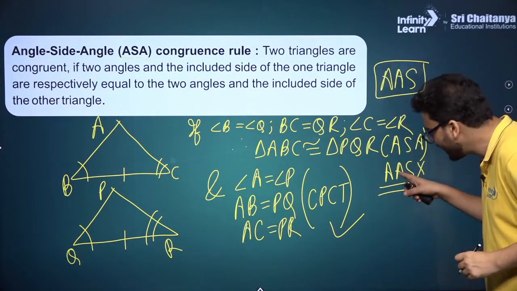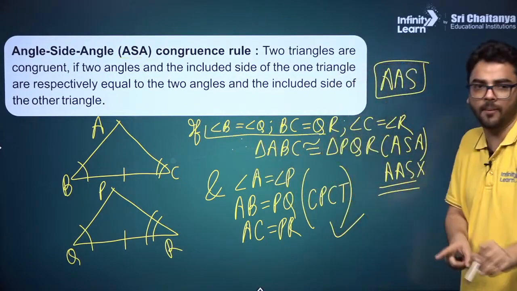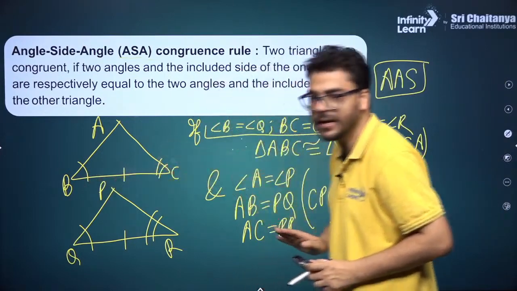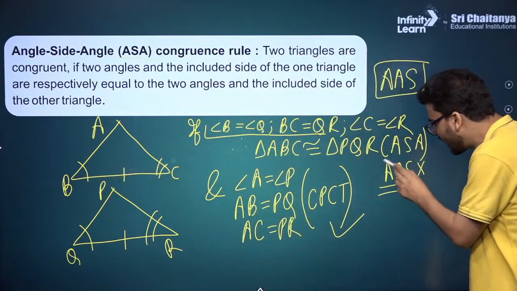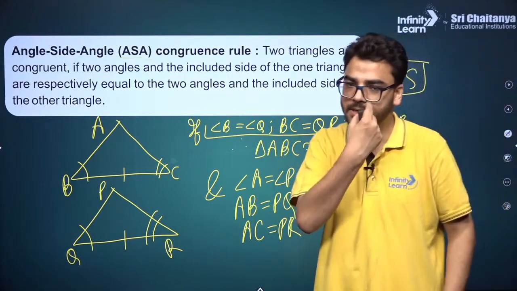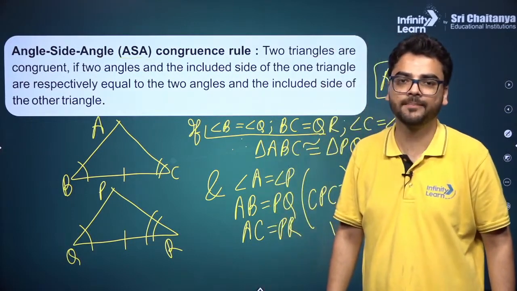If you write AAS while giving these reasons, it will be wrong, because you are giving the reason as ASA only. So you cannot write AAS in the reason; that will be wrong mathematically. I hope it is clear to every student in this session. Any doubt in this one, guys? Just confirm in the chat.